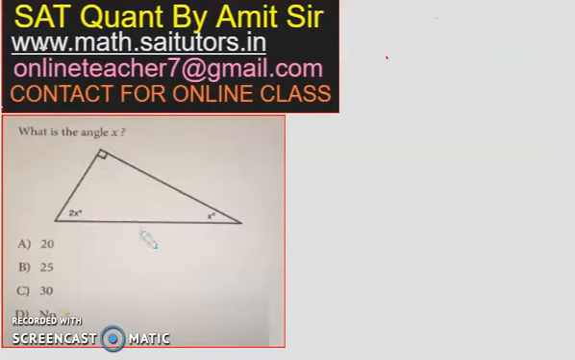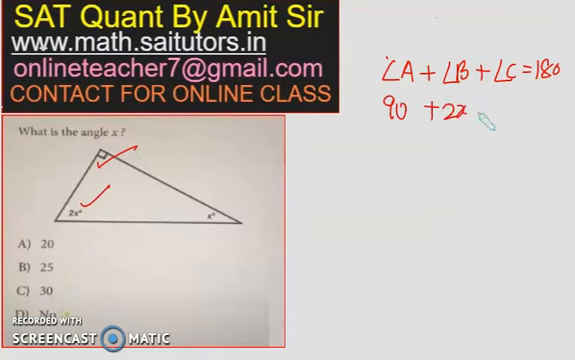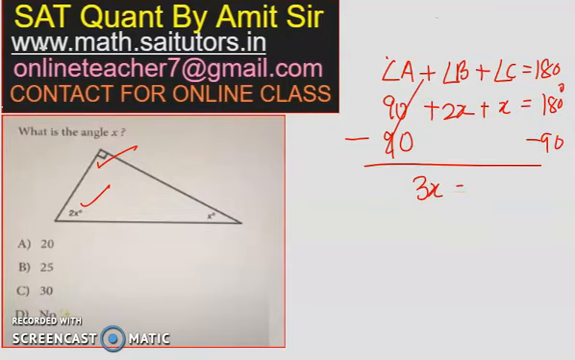What is the angle x, the value of angle x? So whenever you get a question on triangle, you just need to know the sum of the angle is always 180 degree. That is very important. So in this case, you can assume any of the angle as A, and this is 90 degrees. So angle A is 90, B is 2x, and C is x. The sum total is equal to 180 minus 90, you get 2x plus x, 3x equals to 90.